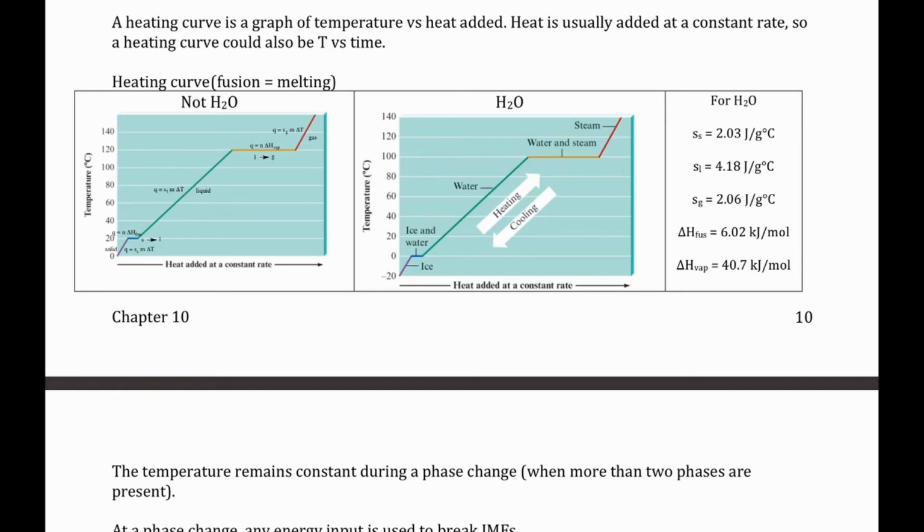Notice delta H of vaporization is much larger than delta H of fusion. It takes a lot more energy to completely overcome the IMFs to go from the liquid phase to the gas phase than just to go from the solid to the liquid phase. So once it's all vaporized, then we are in the red portion of our graph, and again the Q is given by Q is ms delta T, where we're using the s to be 2.06 joules per gram degrees Celsius.